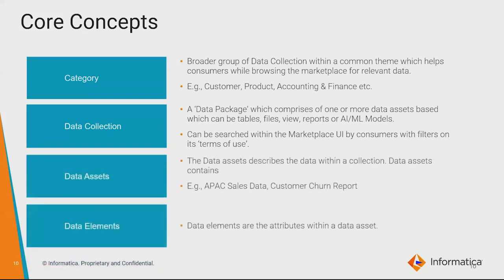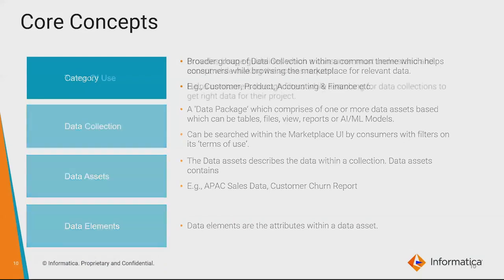Now, data assets and data elements, as I mentioned, exist within the data collection. Data asset examples are APAC sales data or a specific customer churn report. And data elements are the attributes within a data asset. All of this can be created through the bulk upload template, which you'll see in detail in the demo. I also have a slide about that, because that comes in very handy when you are creating the content in the catalog or in the data marketplace for the first time.